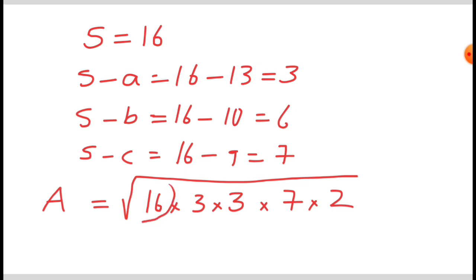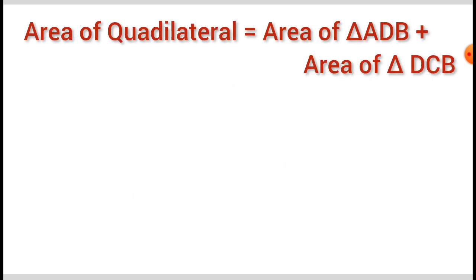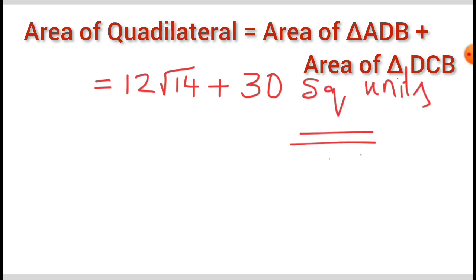So square root of 16, the value is 4. Square root of 3 times 3, the value is 3. And we have only 7 times 2, 14. So that is 12 root 14 square units. So the area of the quadrilateral equals area of the ADB, which we have 12 root 14 units, plus area of the DCB, which we have 30 square units. This is the total area of the quadrilateral. That's it. Is it so simple?